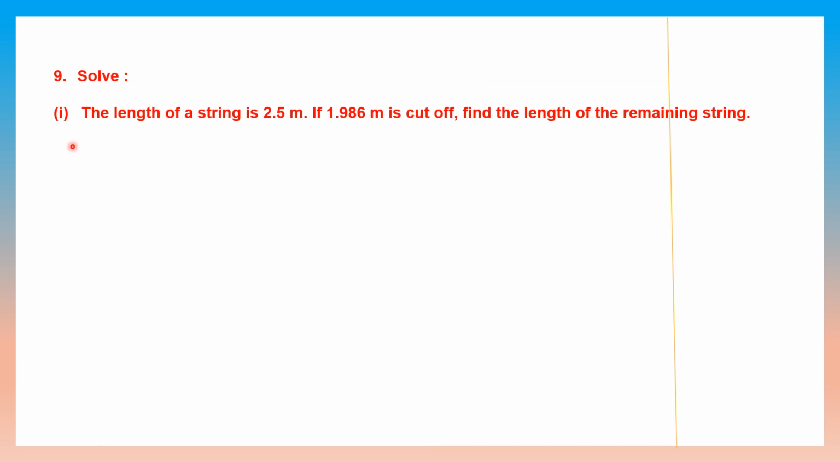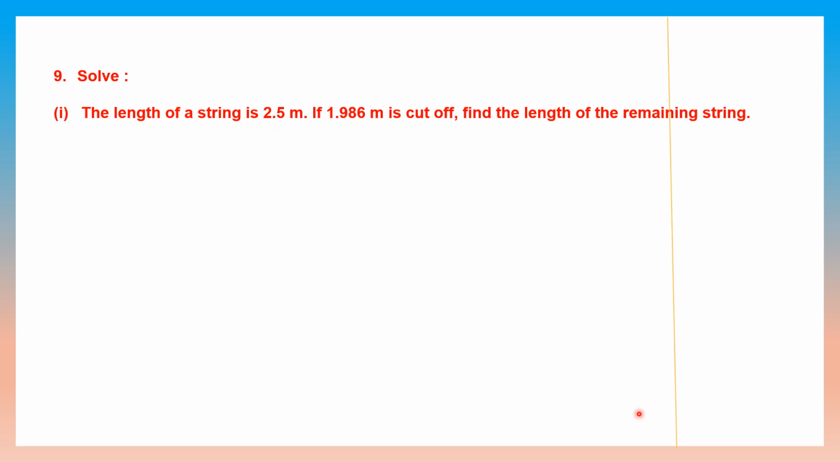Question 9, solve. So we have word problems now. The length of a string is 2.5 meters. If 1.986 meters is cut off, find the length of the remaining string. So this is the length of the string and a portion is cut off. That means it's removed from that. So the length of the remaining string is going to be less than this. So this is a subtraction word problem.